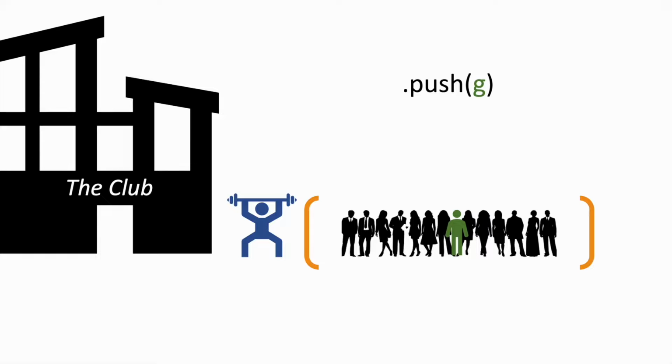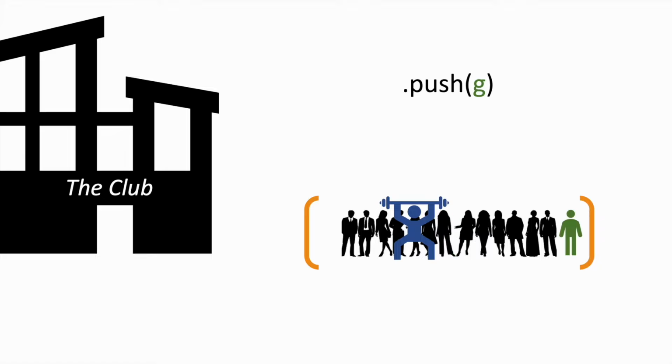Now let's get into push. In this situation, maybe it's the next weekend or whatever, and guy in green's like, I'm not going to wait in line so long, so he tries to cut in line. And bouncer in blue says, hey, come on, you can't cut in line. And he pushes the guy in green to the back of the line. So that's what push does. It pushes something to the end of an array.